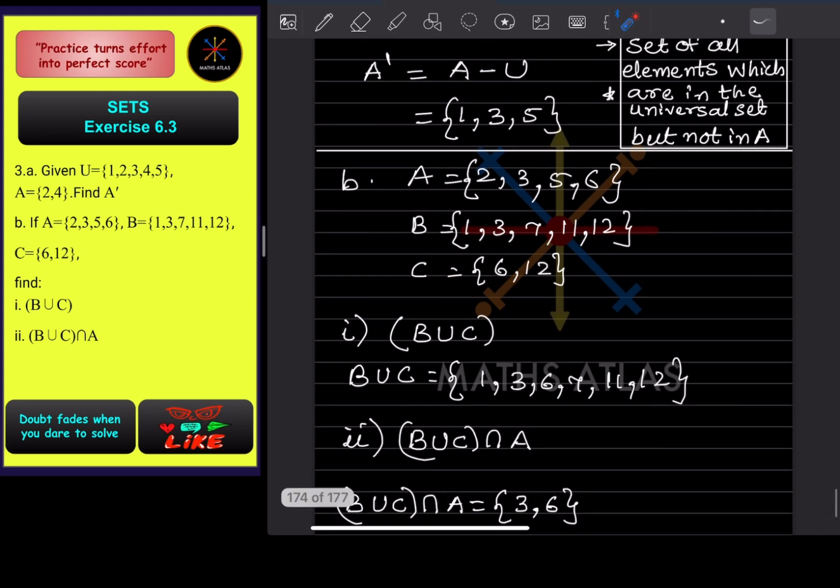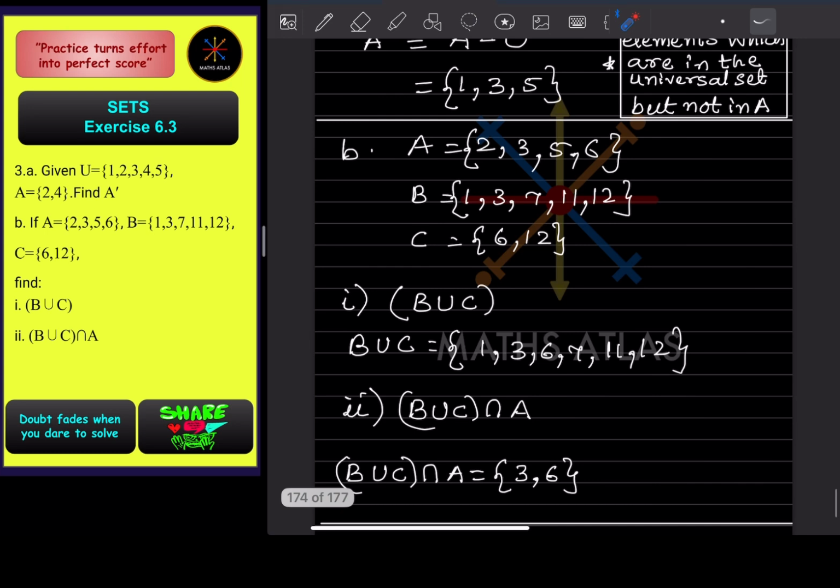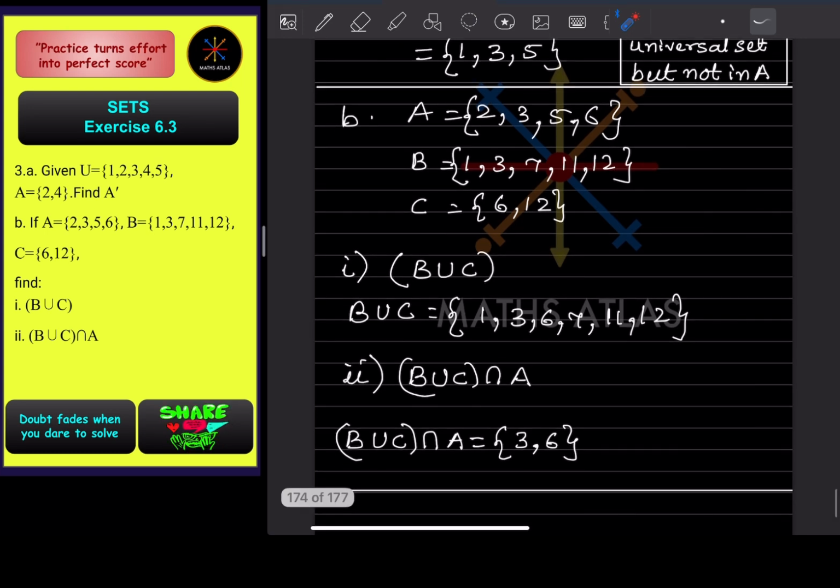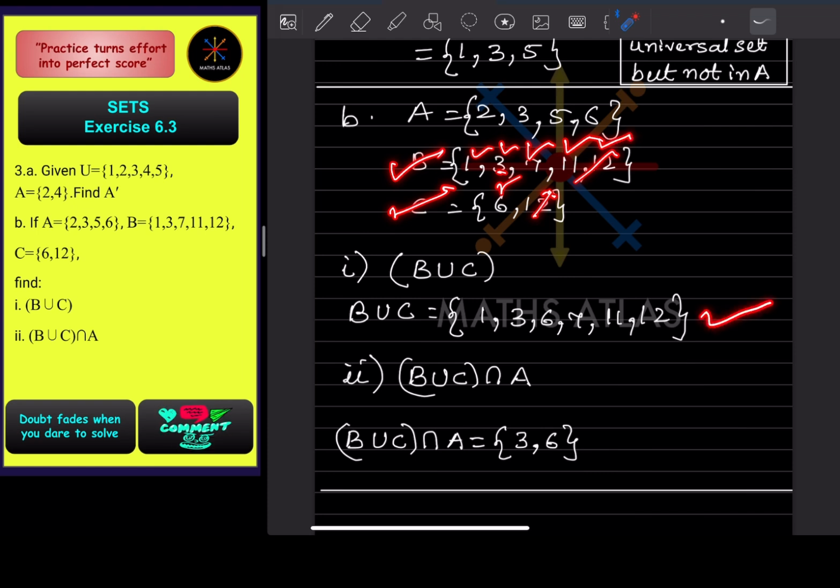Now you have to find B union C. So B and C, you have to look at this one. So what is that? We have to write all the numbers, but we don't have to repeat it. So this is repeated, so you have to write it only once. So 1, 3, 6, 7, 11, and this you will write it only once. So this is B union C.